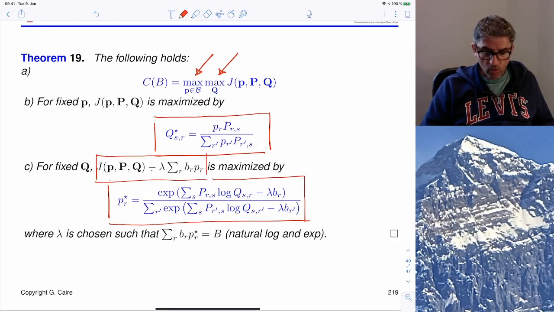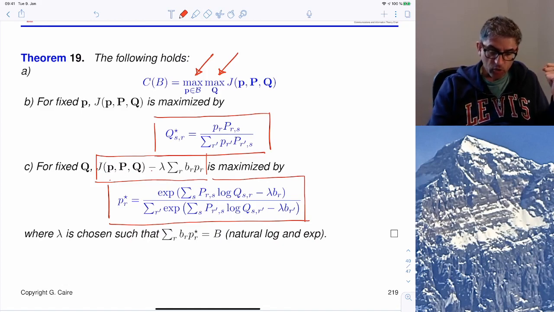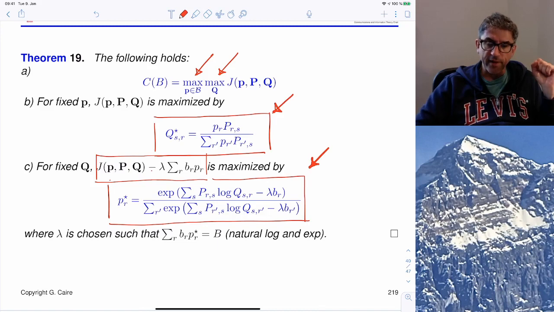So, why do we do this? We do this because of this double maximization: when you fix Q and maximize with respect to p, and then fix p and maximize with respect to Q, it turns out that this double maximization converges to the optimum. And since we have explicit partial solutions, you have just to alternate these two steps and you will converge to the optimum. And this is the Blahut-Arimoto algorithm.